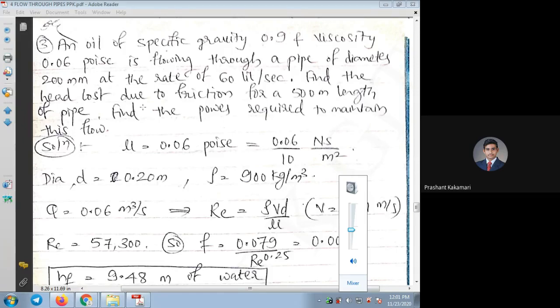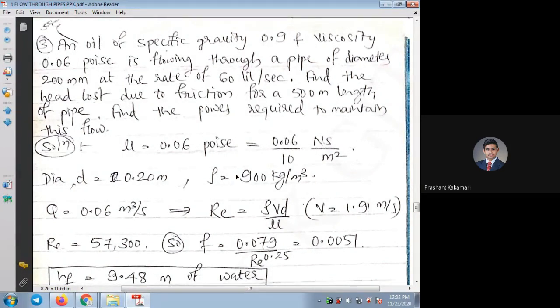Due to friction means you have to recall the Darcy-Weisbach equation or the Chezy's equation. So head loss due to friction is for a 500-meter length of pipe. That we need to find out. And also find the power required to maintain this flow. So how much kilowatt or watt power is required to maintain the flow in the 500-meter length with 60 liter per second discharge. To maintain this, what power is required and what is the friction loss in the given pipe.